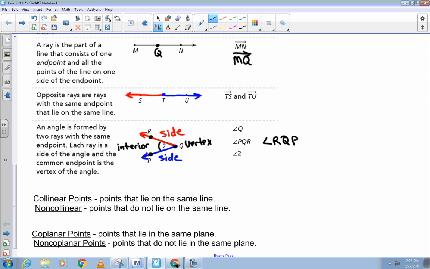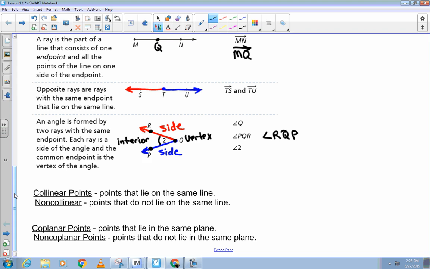Okay? Alright. Why am I telling you all this? Because you have to read this in the book, so it's important that you know, when you look at those symbols, what they're talking about. Or if you look at the picture, how to name it.